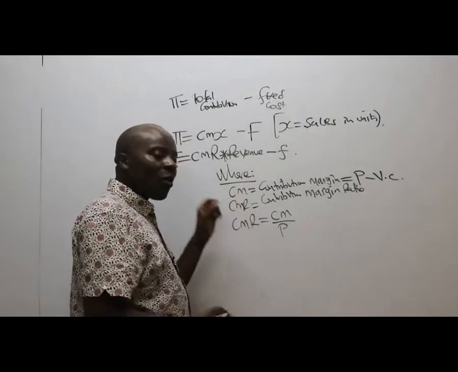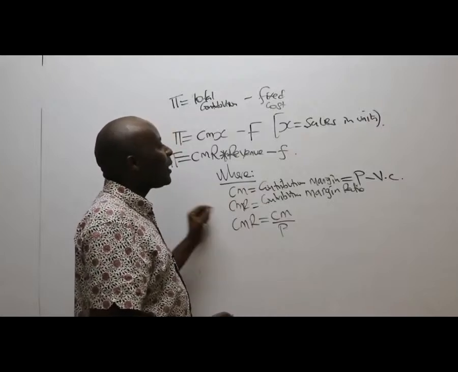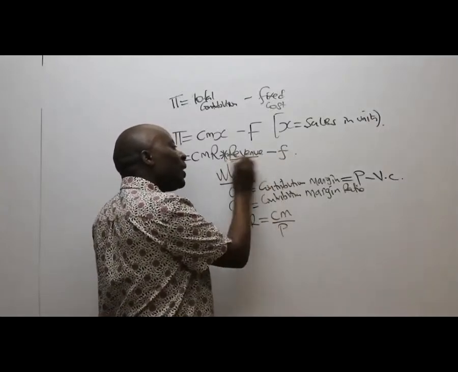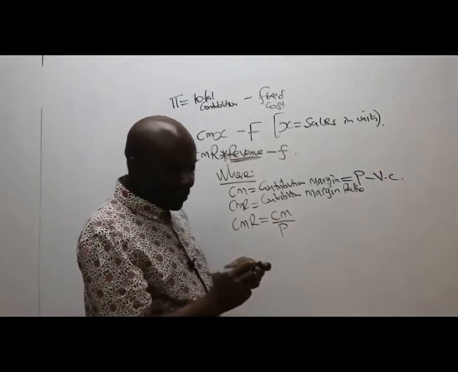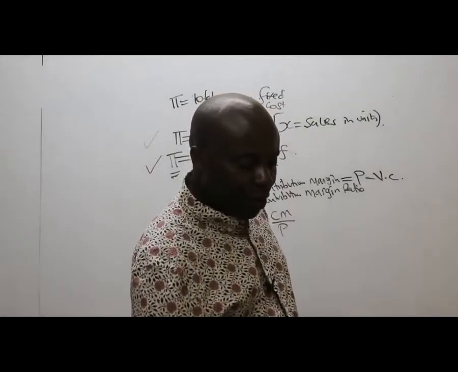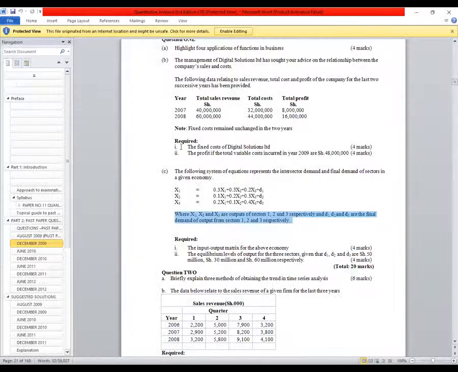So in this particular question, what will be applied? The equation applicable here is the second equation, because that is where we are given revenue and profit. Now, ladies and gentlemen, I would want you to read this question very well. Let's read it together. What do they want us to do? They are telling us the following data relates to sales revenue, total cost, and profit of the company for the last 2 successive years.